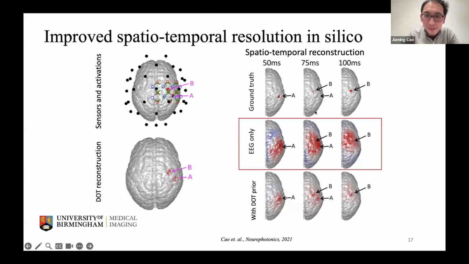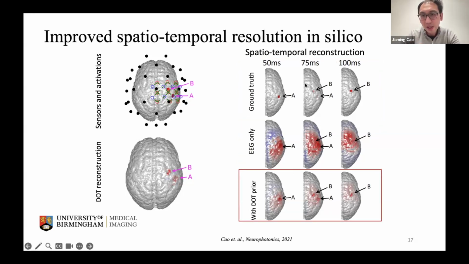And if we use only EEG, as we expected, because of the blurriness or the large point spread of EEG reconstruction, we kind of see that two different things are happening. But if we pay attention to this 75 millisecond case, there's no way we can tell that there are two different places that are simultaneously activated. But if we apply the DOT prior, it looks much nicer.